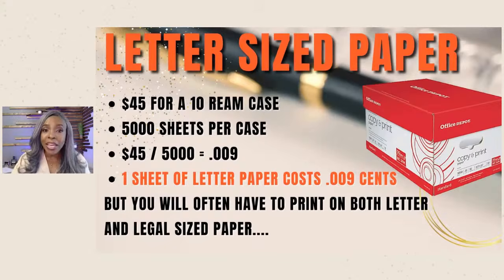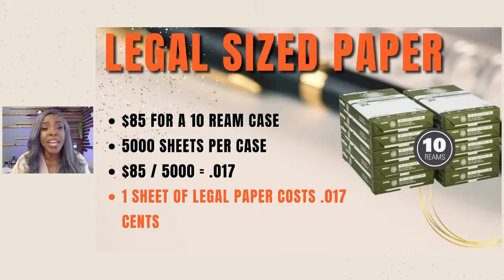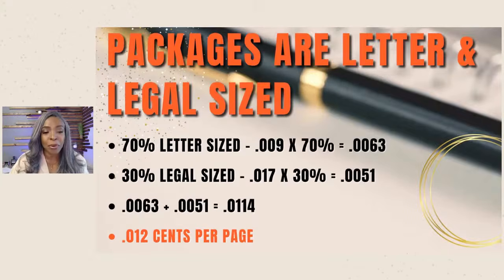But you're normally going to have to print on both letter and legal size paper. So let's see how much legal size paper costs. A case of legal size paper, 10 reams of that long paper, 8.5 by 14, with 5,000 sheets per case, is about $85. So that works out to 0.017 dollars per piece of legal size paper. So it's almost 2 cents. It's almost double the cost of letter size paper.